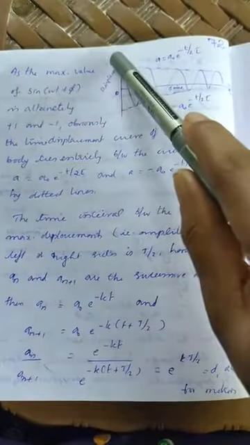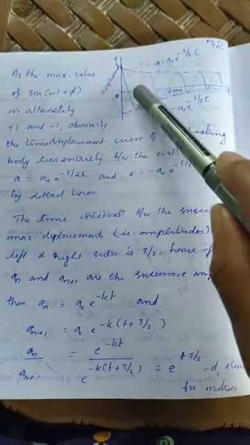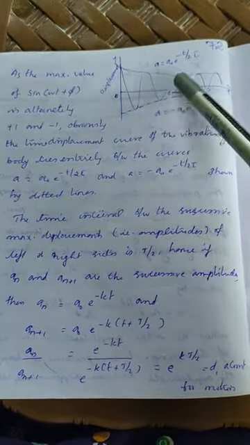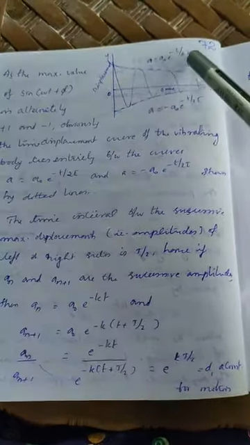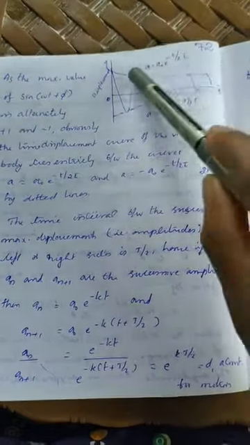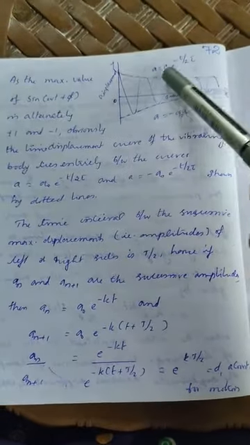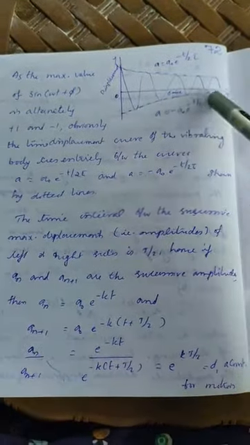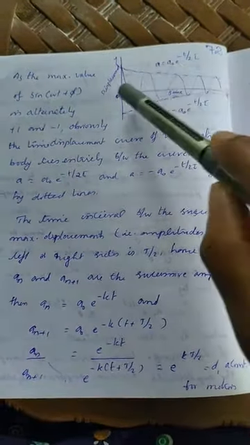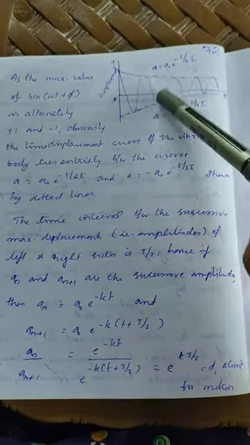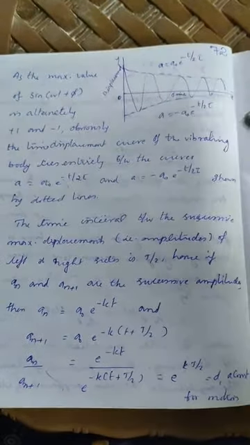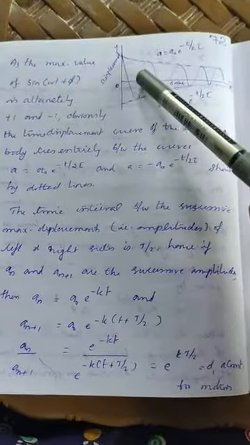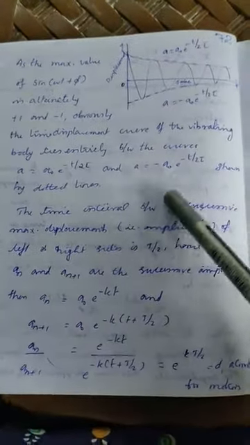And you can see from this graph that the amplitude is decreasing as time passes. This is due to this factor, because there is an exponential term e to the power minus t. So as t is increasing, this factor is decreasing, so the amplitude will become less and less. That is how this graph comes up.